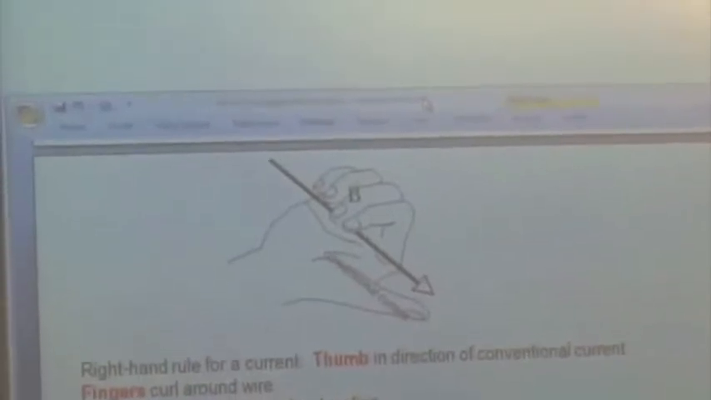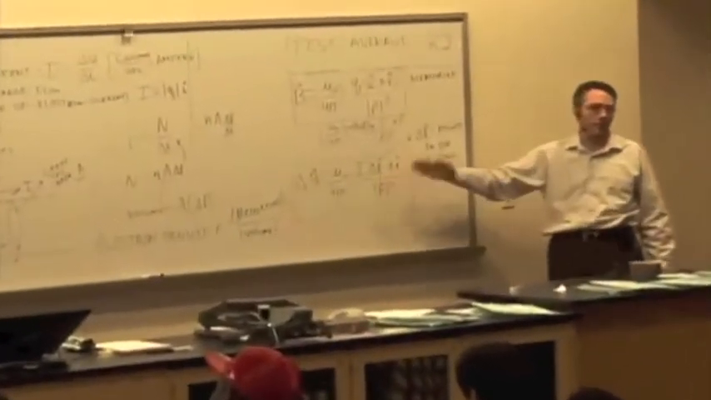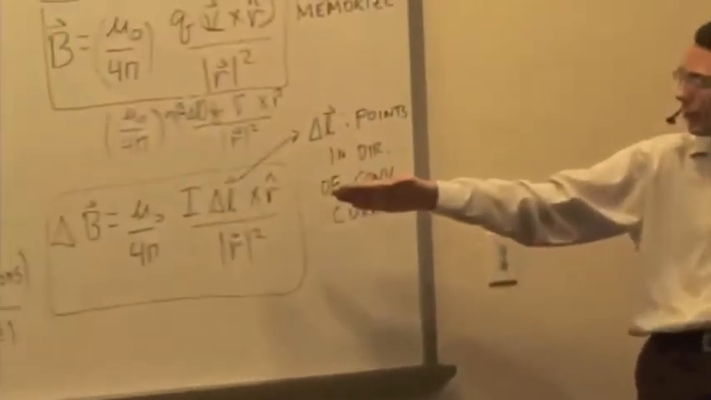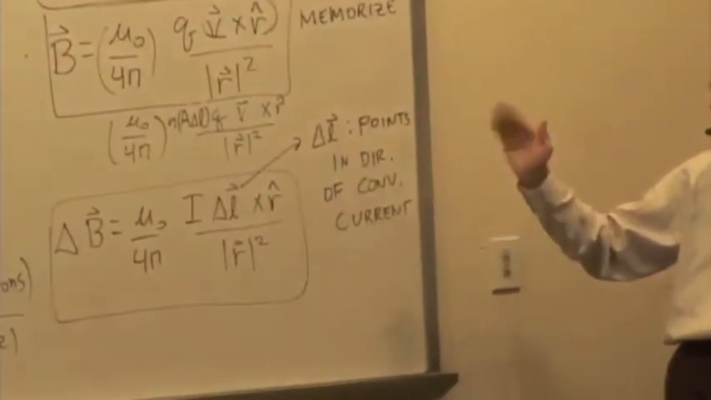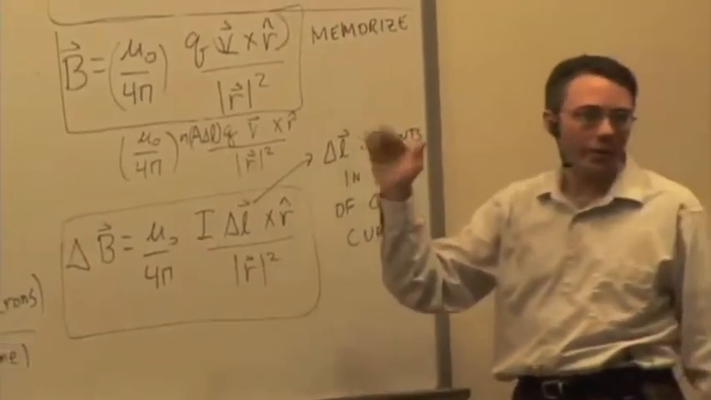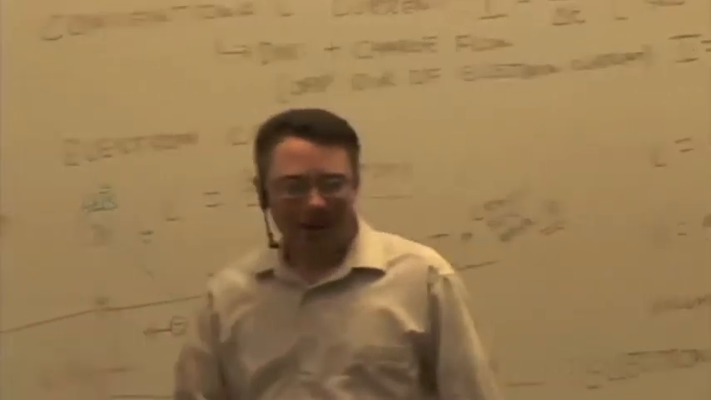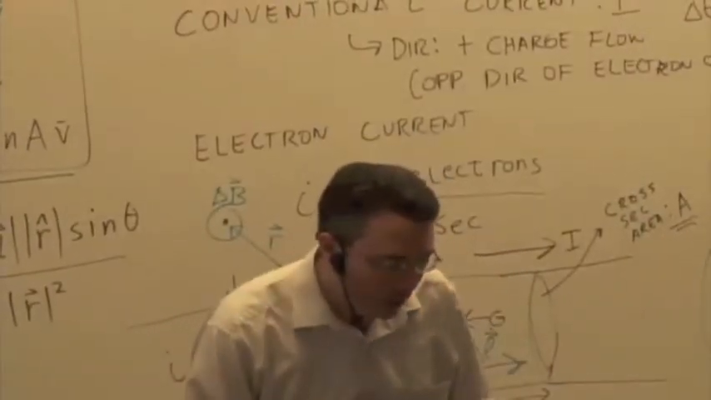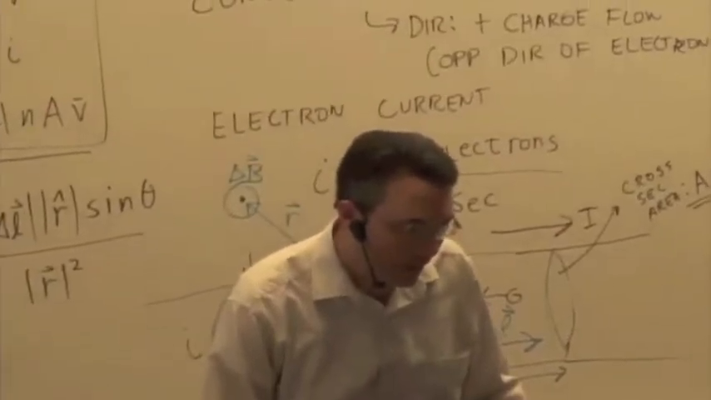We can either do the cross product right-hand rule, which says point your fingers in the direction of delta L, basically the direction of conventional current. Curl the fingers like any cross product towards the second vector, which is the r hat direction, and your thumb gives you the direction of the magnetic field. Well, another way you can do it, and it's up to you which one you want to use. Sometimes it's more useful to use one than the other.